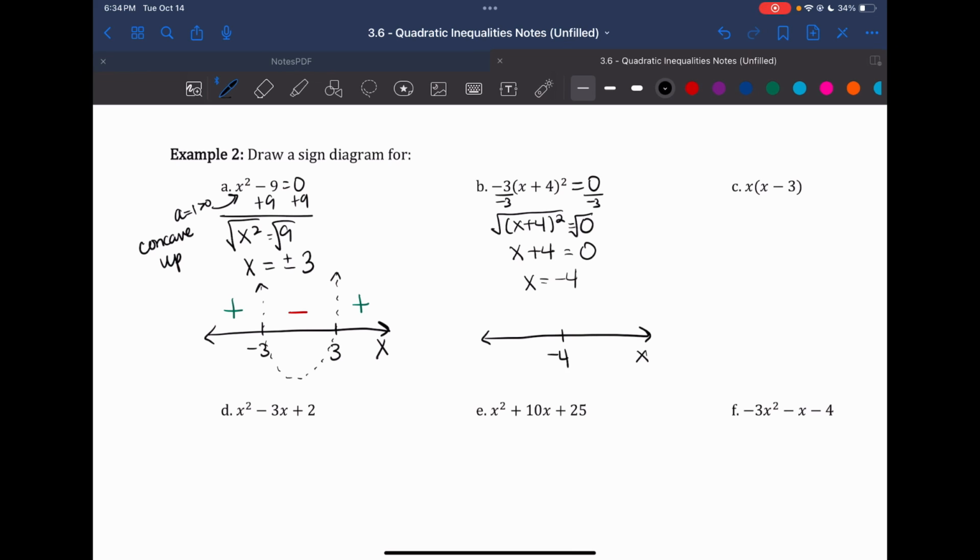Put just -4 down. Now here's where I need that knowledge of concave up or down. So I have a being equal to -3, which is less than 0. So this is concave down. Since it's concave down, I know that if I were to draw a parabola, it would come up, hit that -4, come right back down. So that means that both sides are going to be below the x-axis, which means my sign diagram is negative and negative.